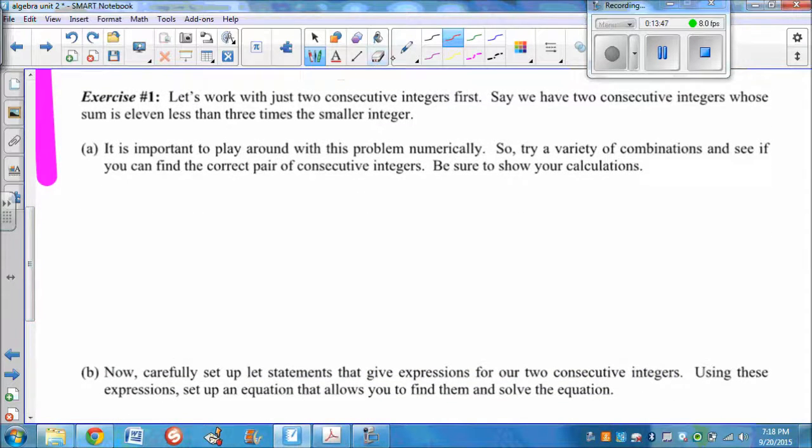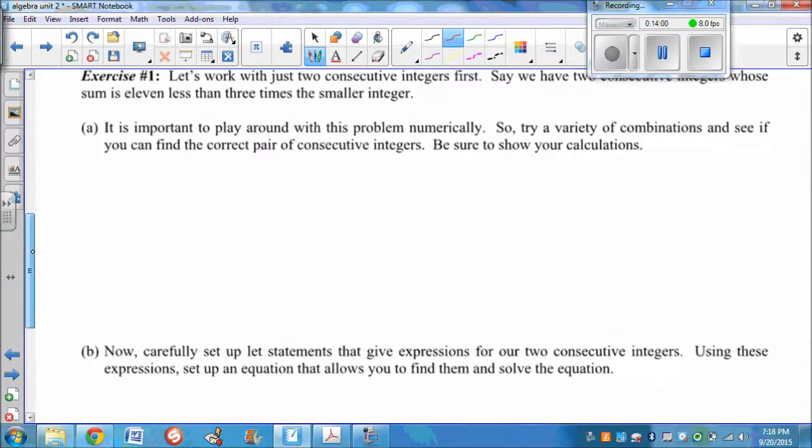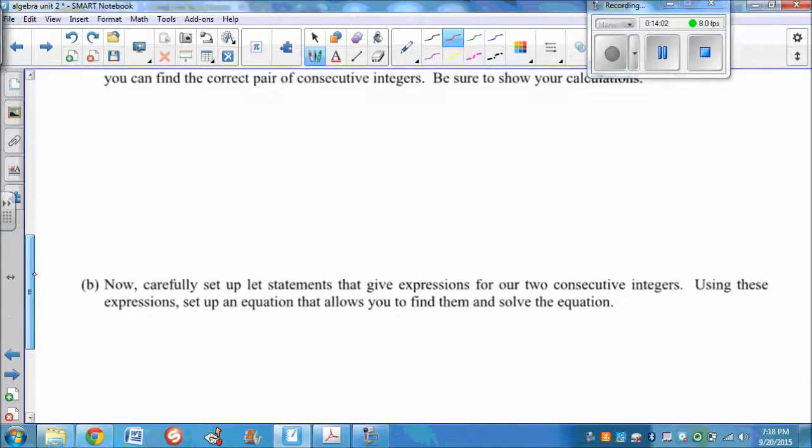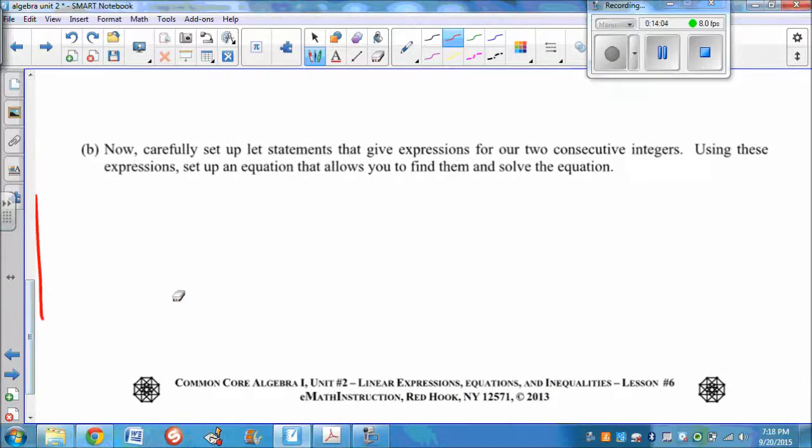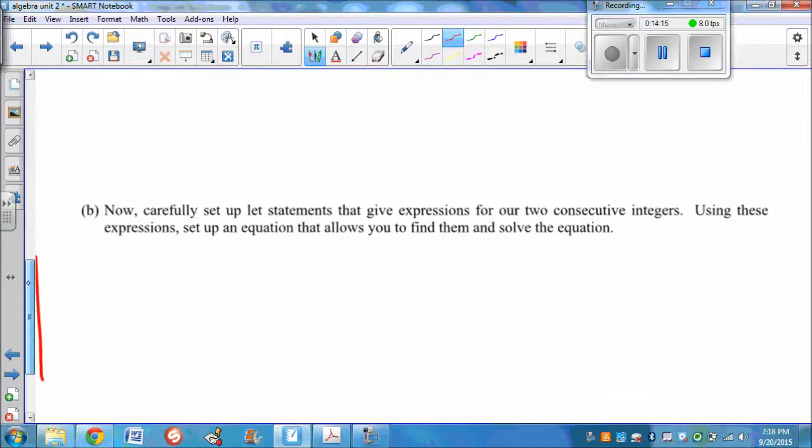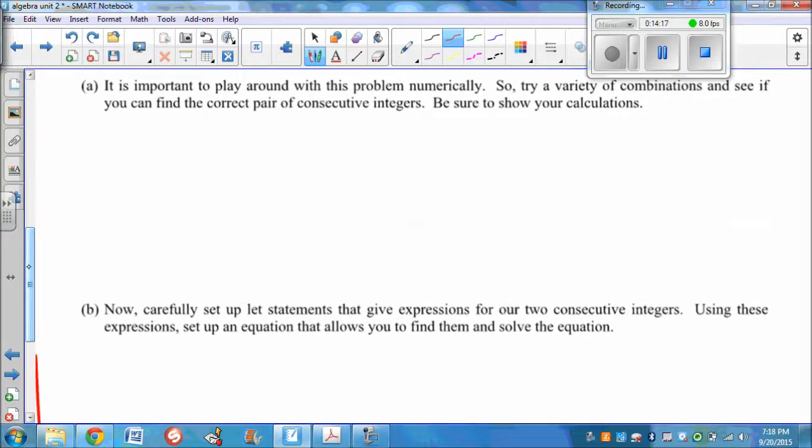It's always good, though, to test things. Go to the concrete before you get to the abstract, because the abstract is the algebra stuff, the x's. But we did that back in the last lesson, so I'm going to spend a little time in letter B here. It says, now carefully set up let statements that give expressions for our 2 consecutive integers. Using these expressions, set up an equation. So we do have to go back because I have to see what it talks about.